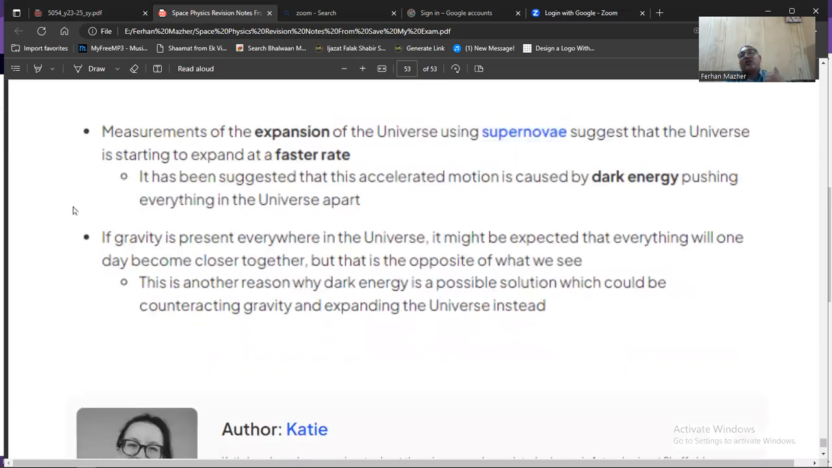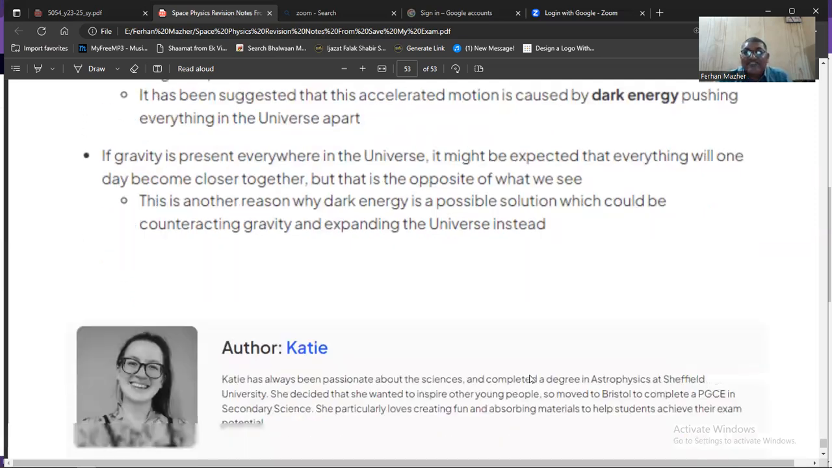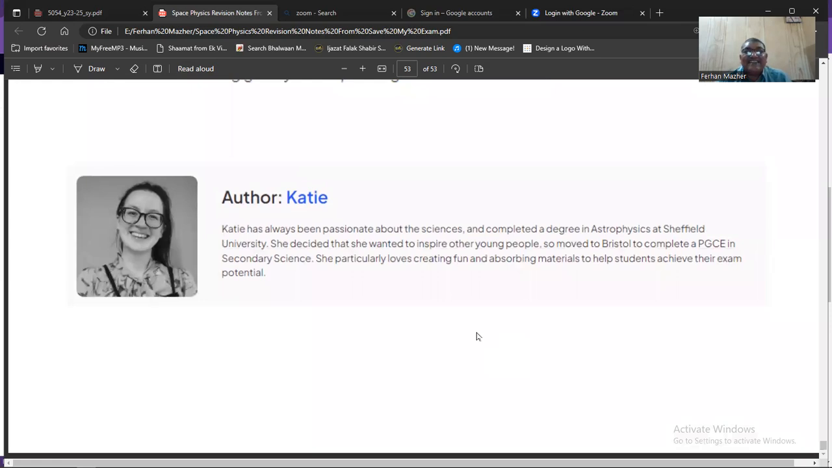Measurements of the expansion of the universe using supernovae suggest that the universe is starting to expand at a faster rate. It has been suggested that this accelerated motion is caused by dark energy pushing everything in the universe apart. If gravity is present everywhere in the universe, it might be expected that everything will one day become closer together. But that is the opposite of what we see. This is another reason why dark energy is a possible solution, which could be counteracting gravity and expanding the universe instead. This literature is written by Miss Katie.